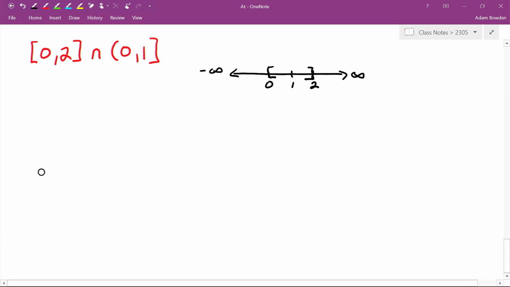If we consider the intersection of these two intervals, now consider where it intersects with that interval from 0 to 1. Well, that's going to be on the inside here of the bigger interval. So it's going to intersect in the interval from parentheses 0, 1.